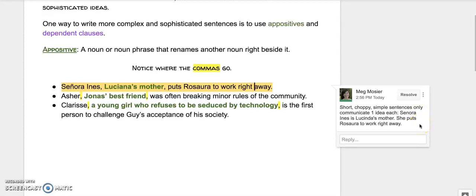That kind of writing is technically accurate. It's not wrong. It just becomes very choppy and repetitive, and it creates this beat, this rhythm that is not exciting. It's not engaging. It's monotonous.